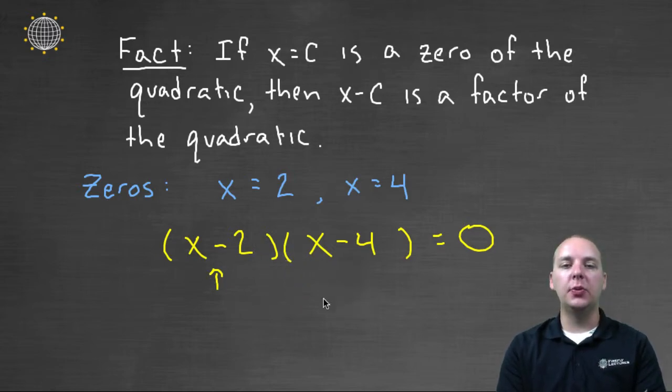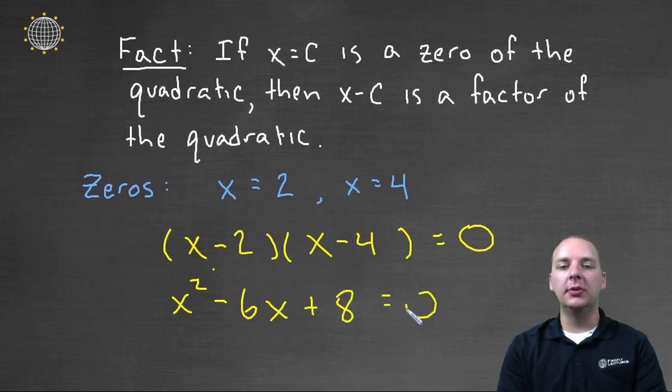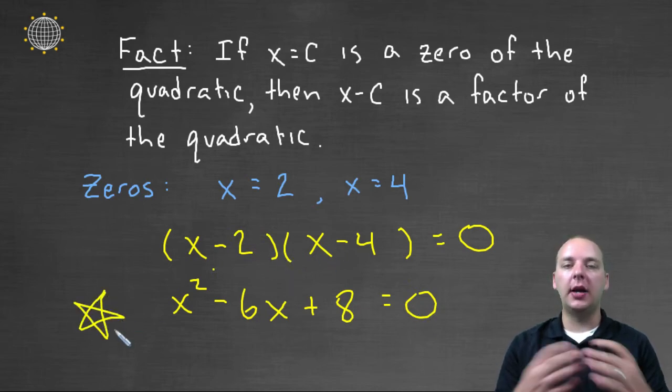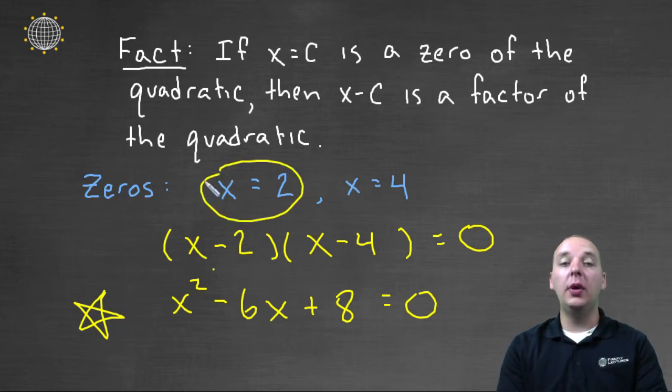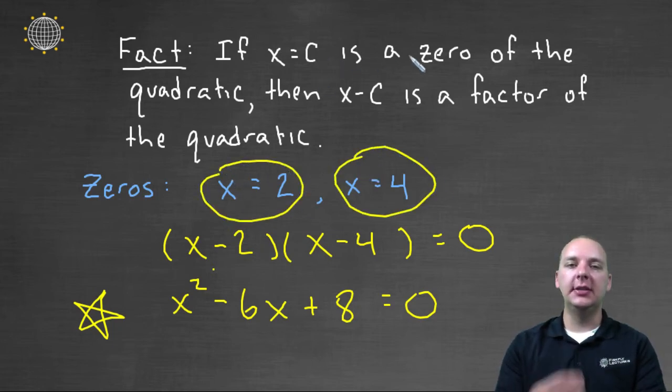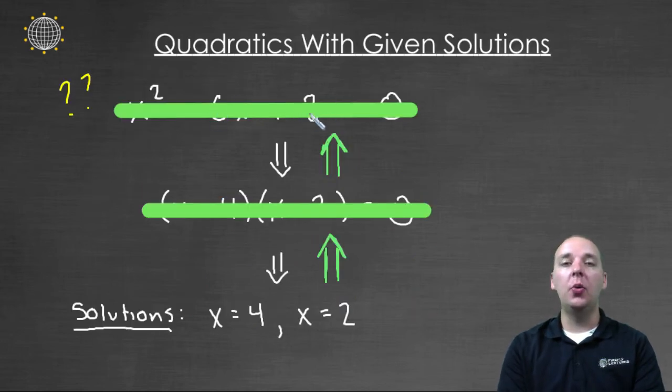Once we have the factors, we can FOIL them together. X times x would give us x squared. Minus 4x minus 2x would give us minus 6x. And then negative 2 times negative 4 would give us plus 8 equals 0. I just FOILed the two binomials. So you see, we can build our quadratic equation back up starting with the solutions. If x equals c is a 0, then x minus c is a factor. So we actually don't need to know what the quadratic equation was at the beginning. We can build that equation using the given solutions.